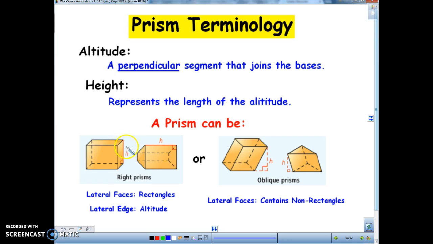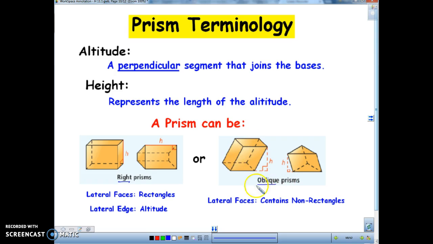Okay, if that occurs, if the height is perpendicular along the edge, that means it's called a right prism, because it forms a right angle with its altitude. However, if your height, when you draw it perpendicular to the base, is not along the edge, that means you have an oblique prism, which basically means that the prism has been slanted.